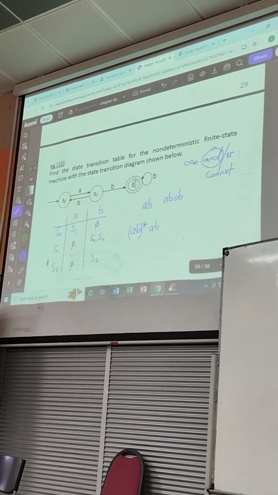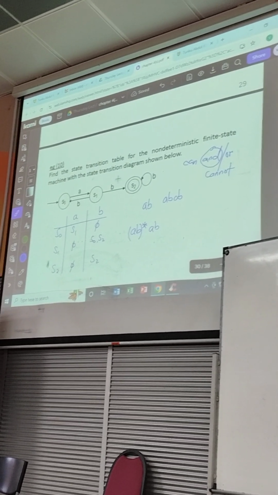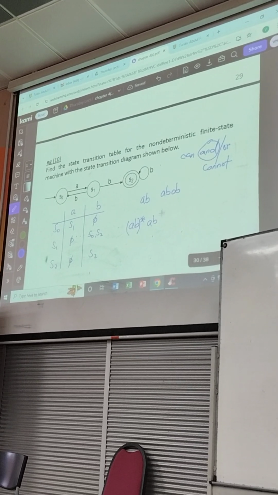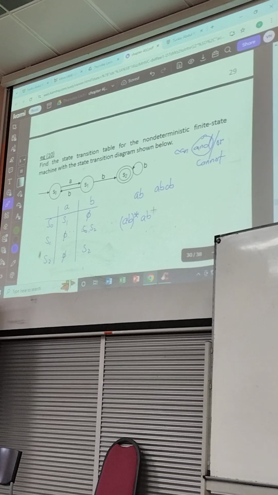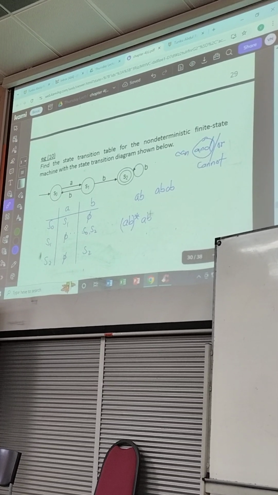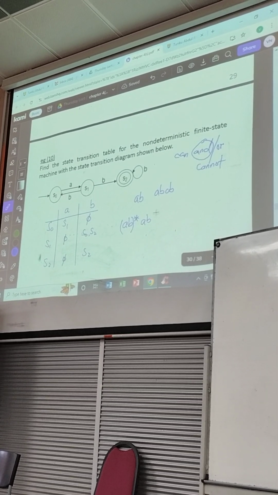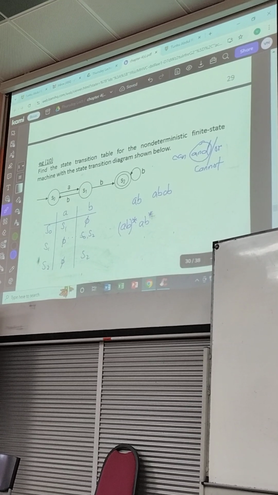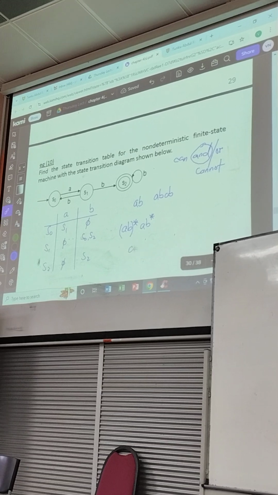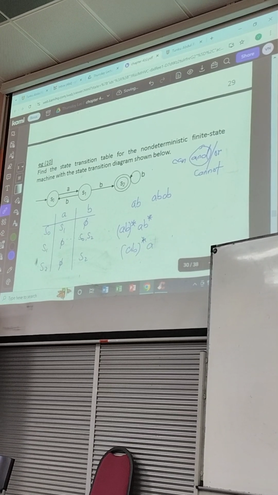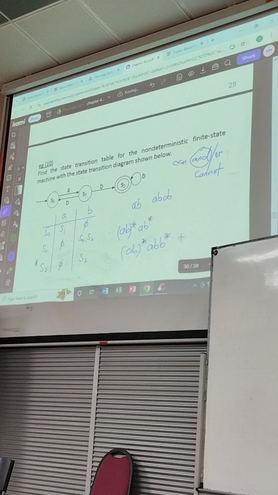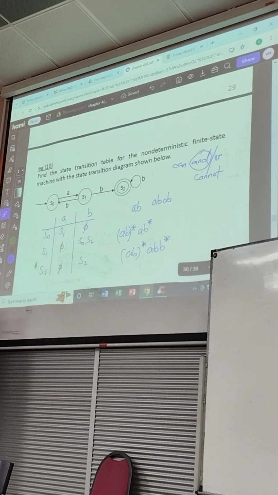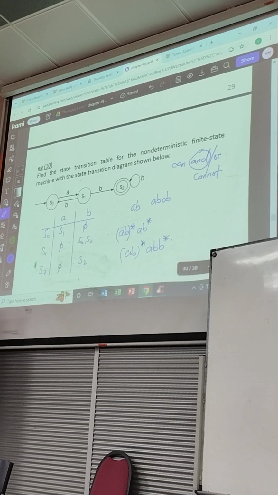What happened at S2? Loop again. You can loop, isn't it? Keep on looping there. So how to write keep on looping there? Do I need to write B asterisk again, or I can straight away write asterisk B here? Can I straight away write like this? So I need to write AB asterisk, AB, B asterisk. Agree? Why I cannot write like this?